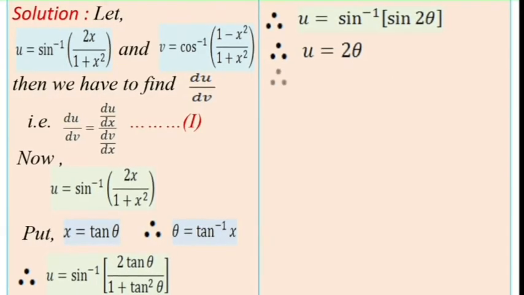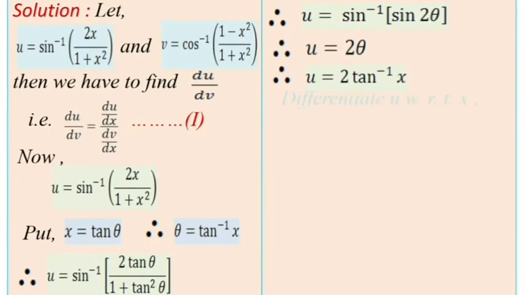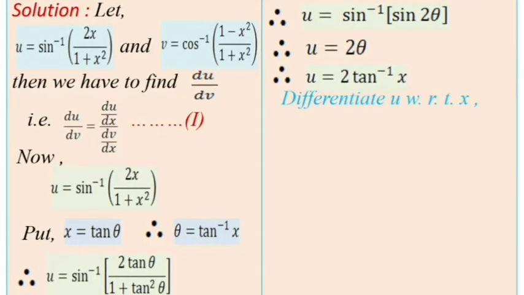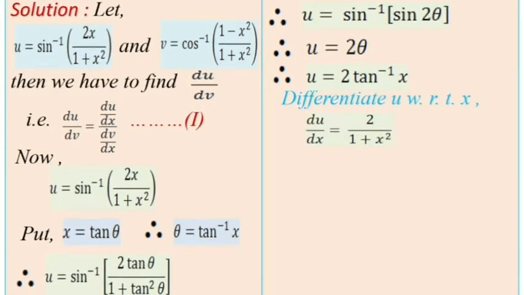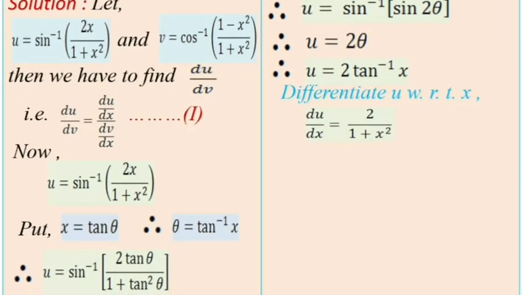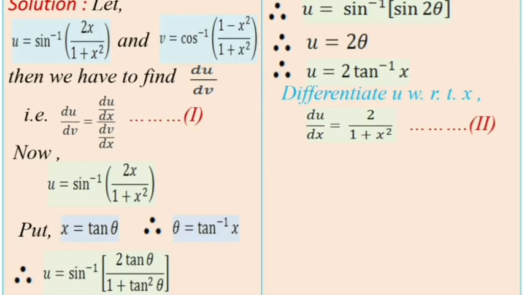Therefore we get u equal to 2 tan inverse of x, and differentiating u with respect to x, we get du by dx equal to 2 upon 1 plus x square. We know the formula for the derivative of tan inverse of x is 1 upon 1 plus x square, and that is equation number 2. That means firstly we find the derivative of u with respect to x.